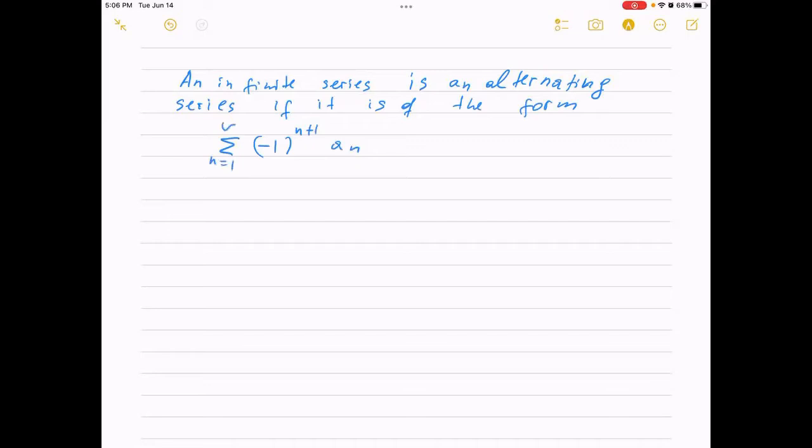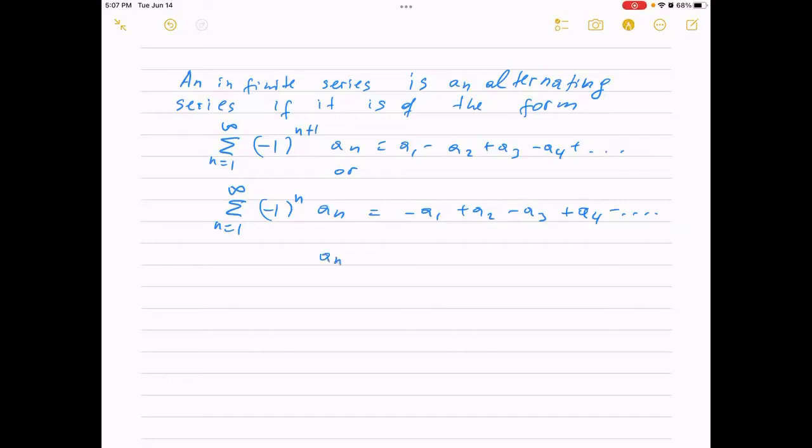a_n, n from 1 to infinity, which is a1 minus a2 plus a3 minus a4 plus and so on, or of the form (-1)^n a_n, n from 1 to infinity, which is -a1 plus a2 minus a3 plus a4 and so on. So alternating series basically means that the sign of the terms alternates between plus and minus. Here we assume that a_n is positive for all n.